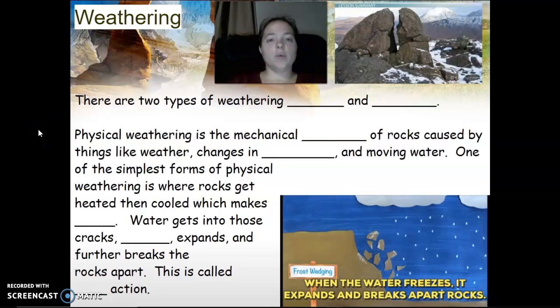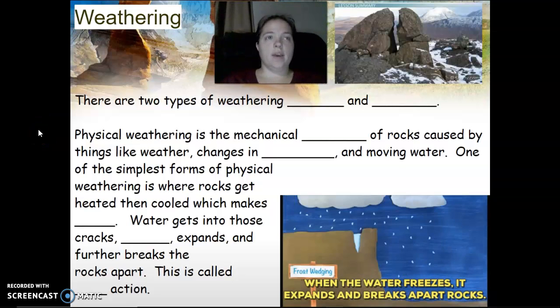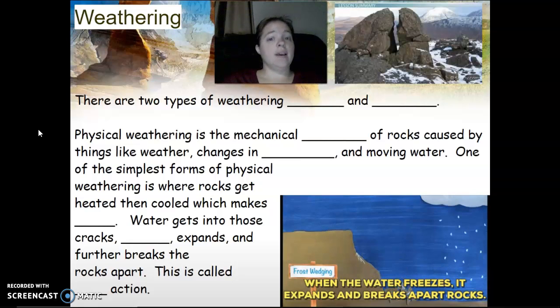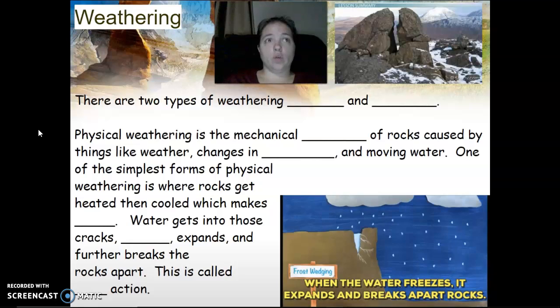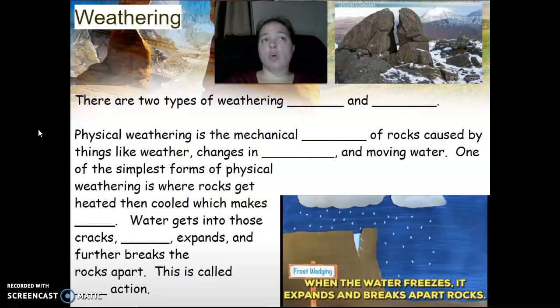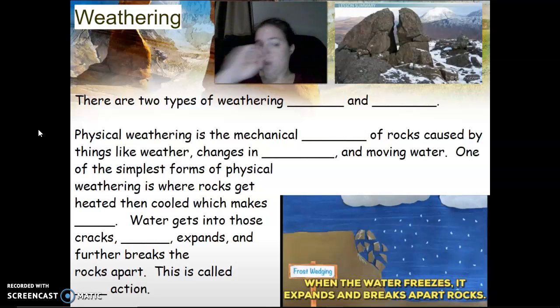All right, so today we're going to go over weathering, and we have a lab. So there's not going to be an activity, it's just going to be the notes and the lab. Okay, so you have a copy of the notes. I would suggest either writing them out or typing them in.